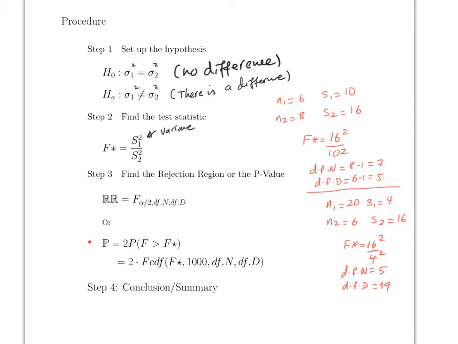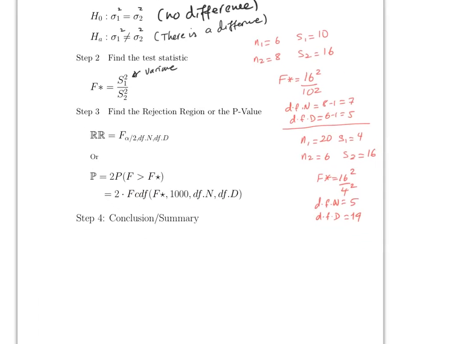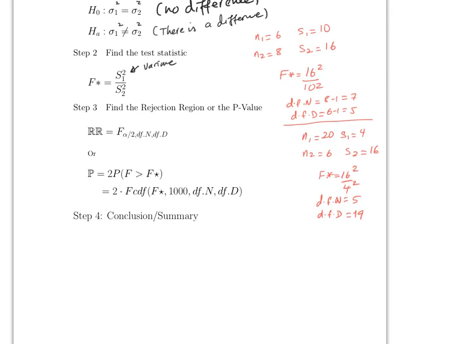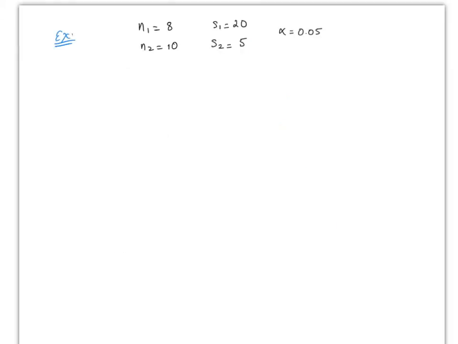And the p-value, you can approximate it also or use the table to approximate. You can use the table to approximate it, or you can use a calculator, a TI-83 or 84, to find the value. And then finally, the conclusion and summary is the same as before. Okay? Nothing new here.